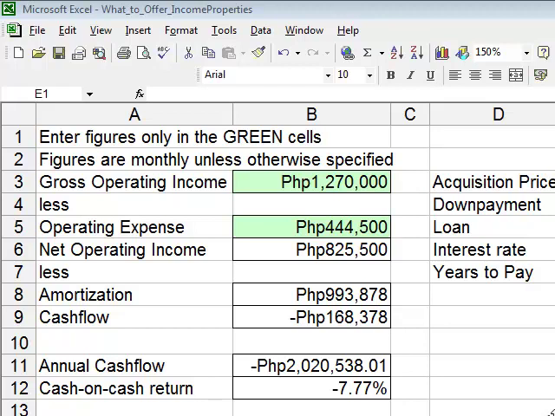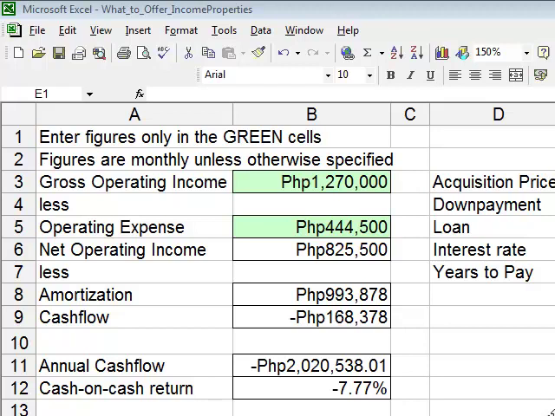So, number one, this calculator can be used for income properties. And basically, with income properties, the price you should be willing to pay will be proportional to the income. Meaning the higher the income, the more you should pay for the property. Okay, that just makes sense.